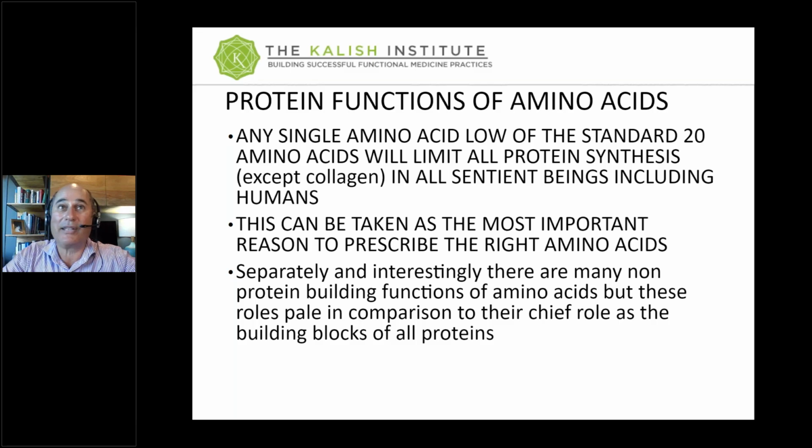Okay, so somebody out there is going to send me an email later and say, well, what about cell membranes? Yeah, cell membranes are maybe equally important. You have to have cell membrane function too. So you also want to test fatty acids and fix cell membranes. Get protein synthesis going, get cell membranes working, and you've got a healthy patient on your hands. Again, this is what I've been saying for the last 20 minutes here. Any single amino acid low of the standard 20 amino acids will limit all protein synthesis in all sentient beings. Oh yeah, it's not limited to human beings. This is why we want to prescribe amino acids properly.